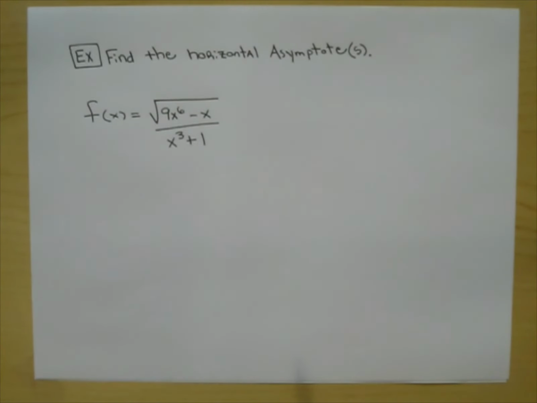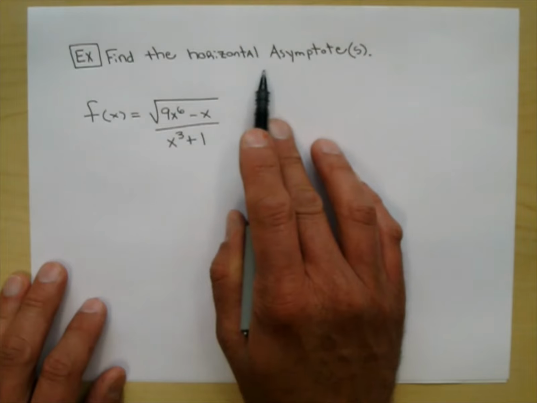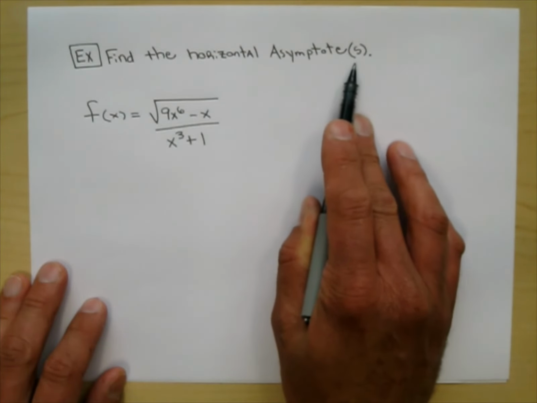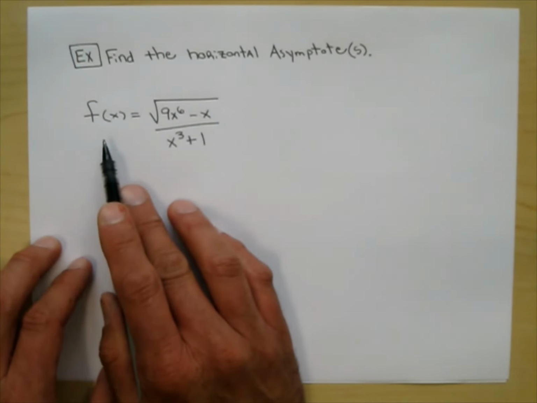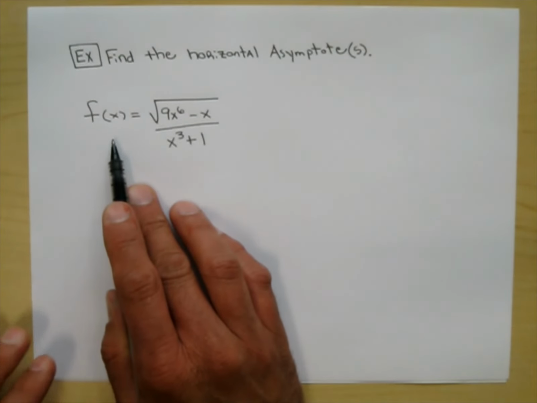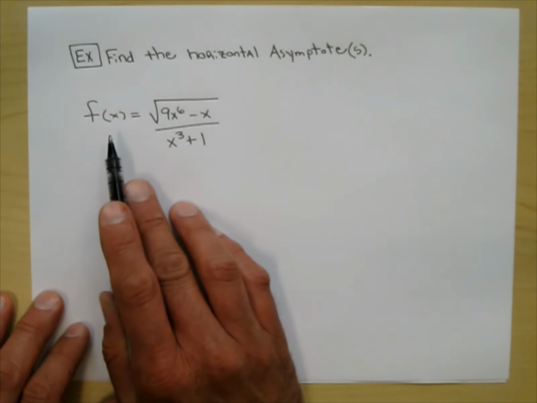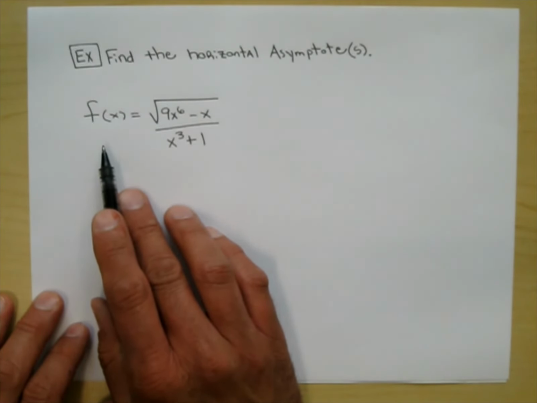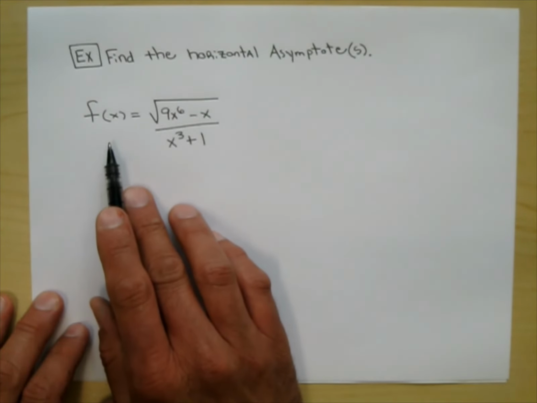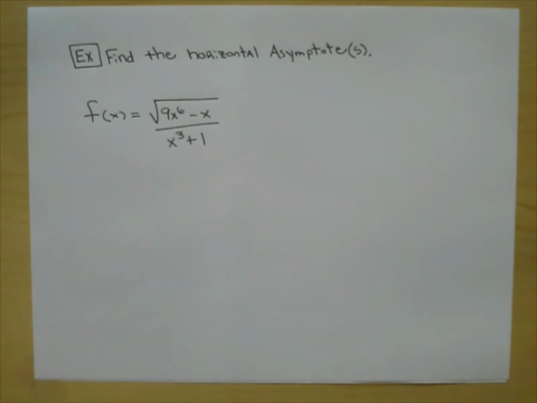Okay, so how are we going to find the horizontal asymptote? Or there could be more than one. We're going to hit this function with limits at infinity. So we'll hit it with x going to infinity, and then we'll hit it with x going to -infinity.